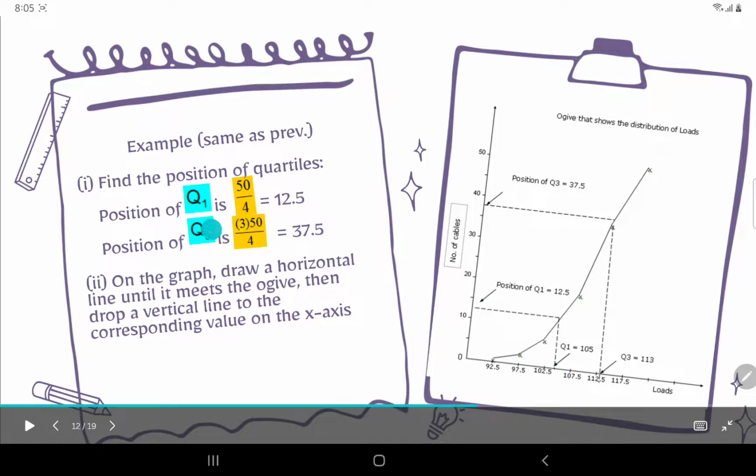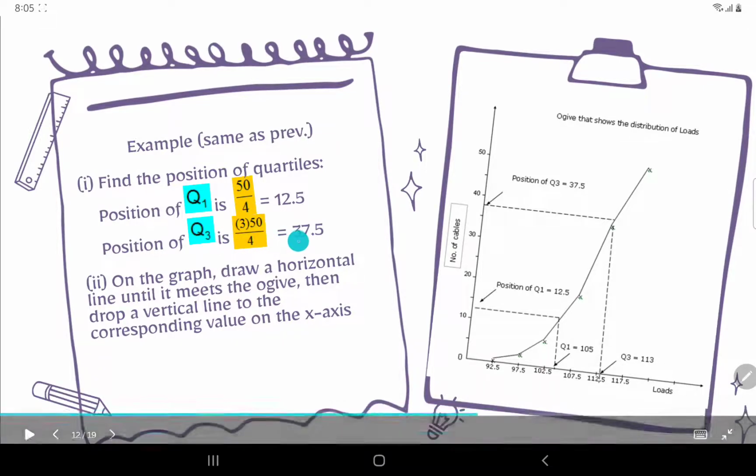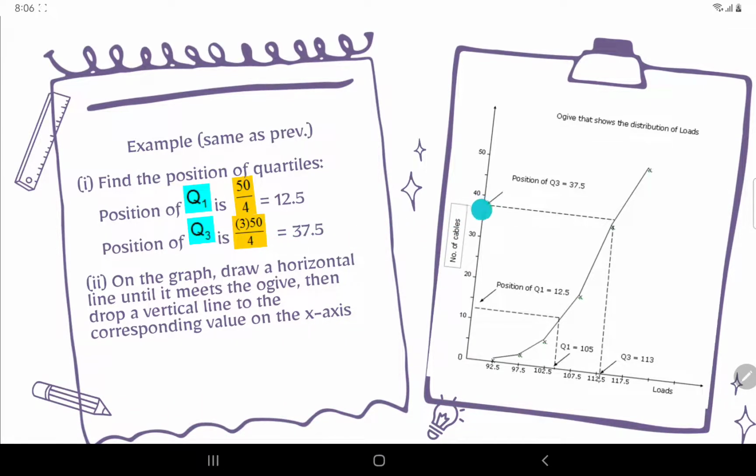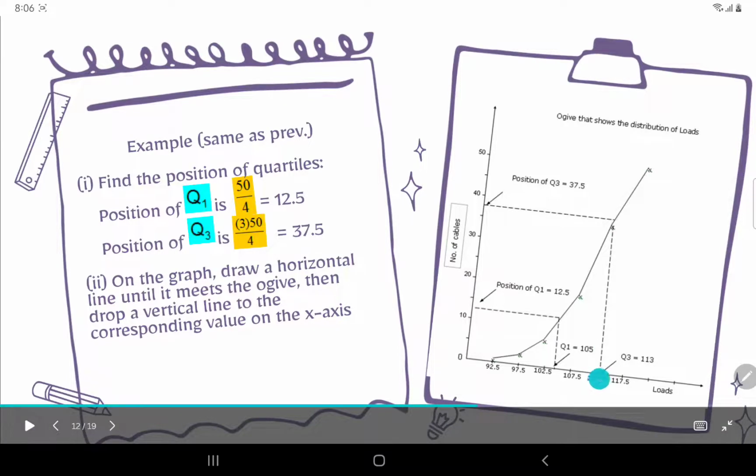And then for Q3, the position for Q3 is 37.5 is here. Then draw a horizontal line until it meets the OGIF. When it meets the OGIF, draw a vertical line, drop down. And then here is our value of Q3. Okay, it's so simple. You can find the value of Q1 and Q3 from this OGIF.